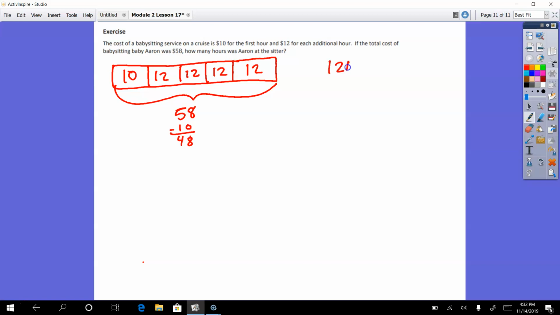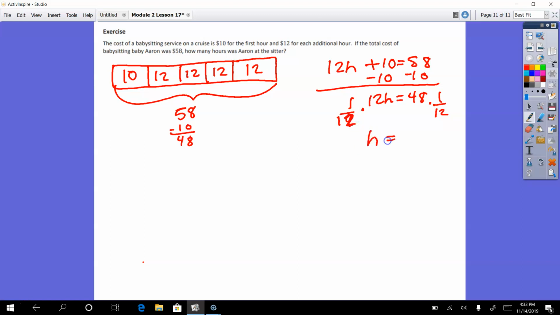So an equation, 12 times the number of hours, which were unknown to us because that's what we were looking for, plus 10 equals a total of 58. So in this case, an equation actually would have been in some ways simpler. We wouldn't have been doing a guess and check like we were. So 12 times h equals 48, and then we can multiply by that reciprocal. Should have been 12, not 4. Okay, which leaves me with h is equal to 4 hours.